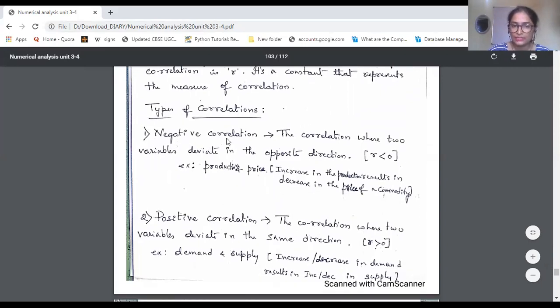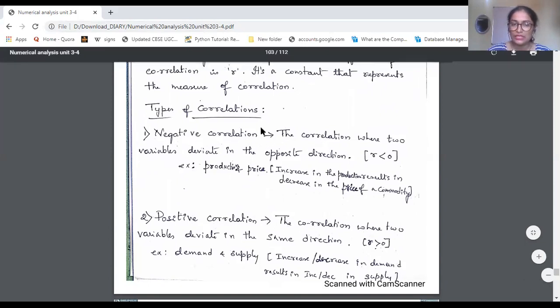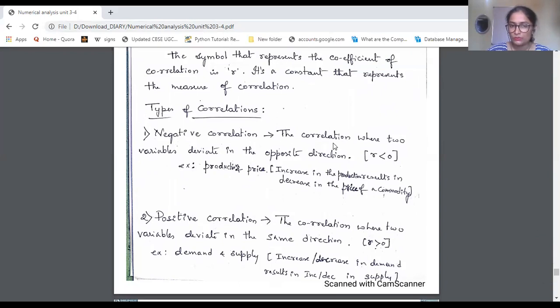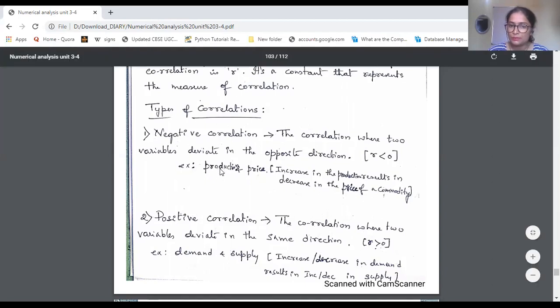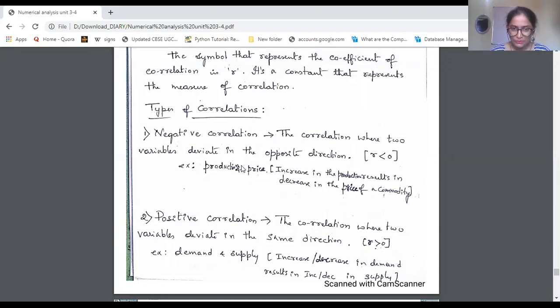The first one is negative correlation. This is the kind of correlation I mentioned in the example. In this kind of correlation, the deviation of the two variables happens in the opposite direction. We can take the example of production of a particular item and its price. The more that item is produced in the market, the cheaper it is going to get. The rarer the item is available in the market, the costlier it will get. We can think of an example of diamonds. Diamonds are too costly because they are rarely available in the market. They are not produced in huge quantity. So this is an example of negative correlation.